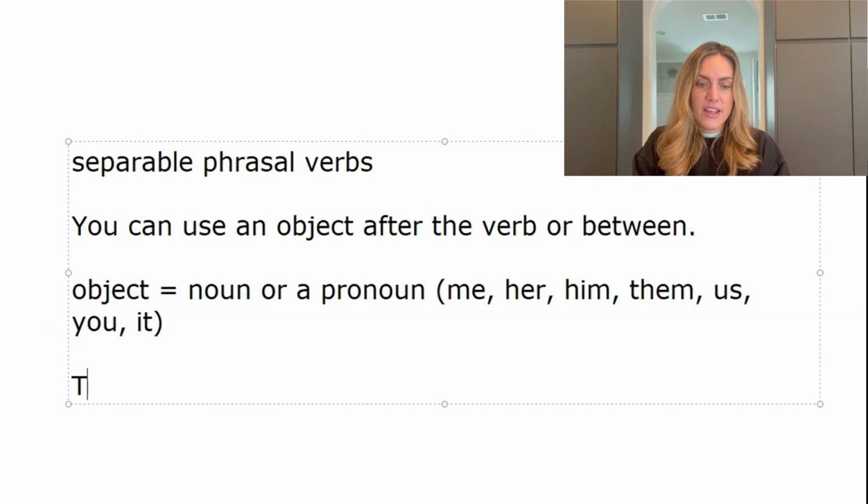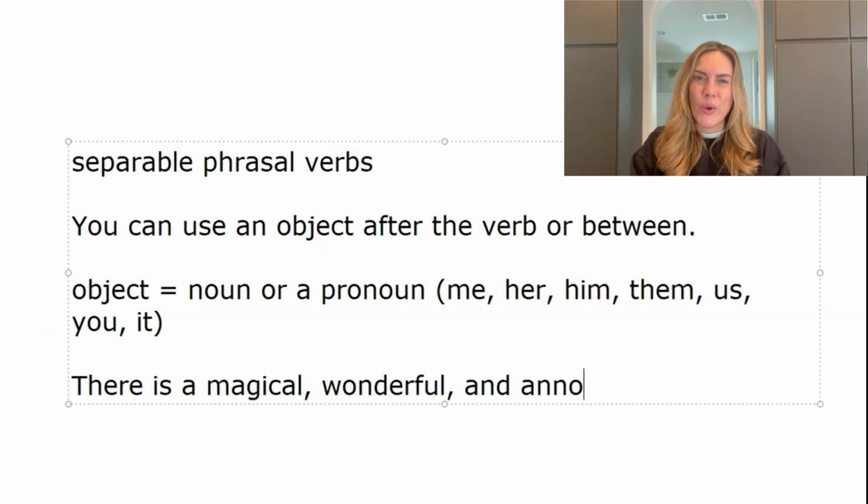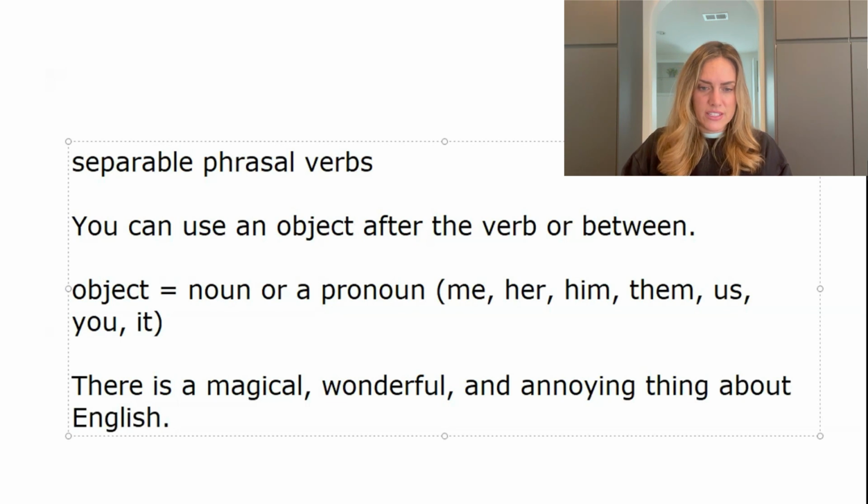Okay, of a thing. So when you do use a pronoun with a phrasal verb, it has to be transitive, because you can only use a pronoun with a transitive phrasal verb, then there's a little special thing that has to happen in most cases, okay? There is a magical, wonderful, and annoying thing about English, okay? I mean, there's a lot of annoying things about English, right? That make it hard to learn. And this is one of them. This makes it so hard, I think, but I want to help you understand it.